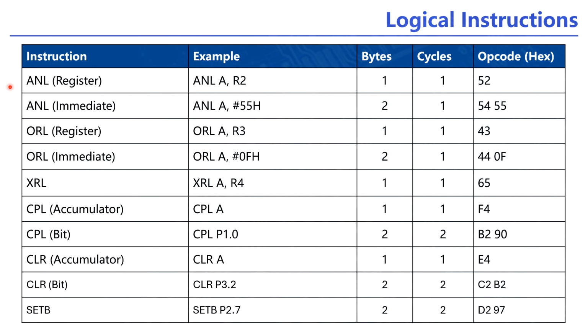First instruction, that is the AND logic, ANL, with registers. In this, we will see the example ANL A, R2, that is AND logic with the accumulator and register R2. We can execute this instruction. This instruction is a one byte instruction. The execution of this instruction requires one machine cycle.